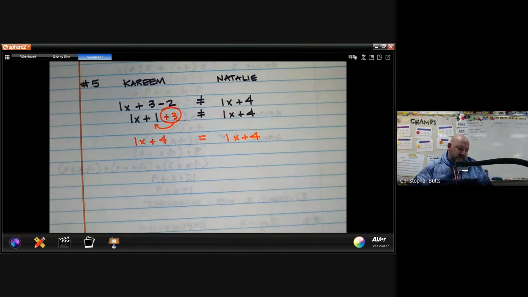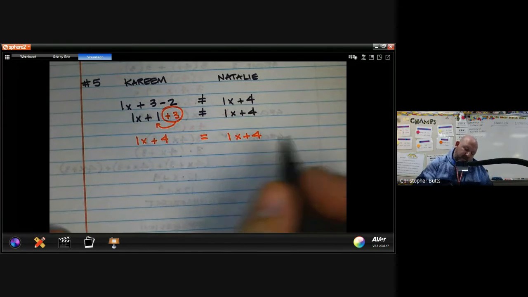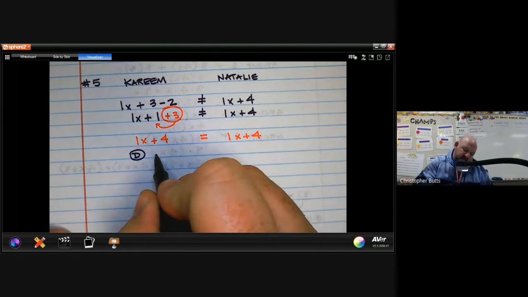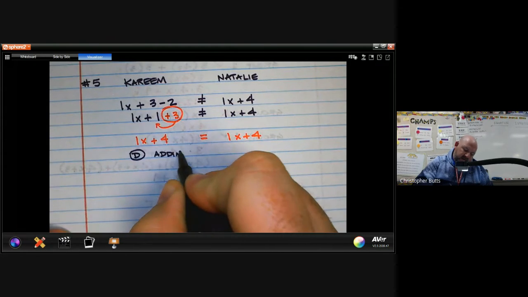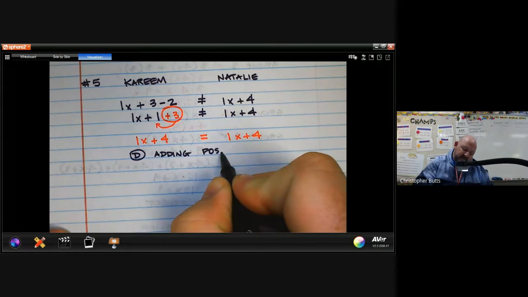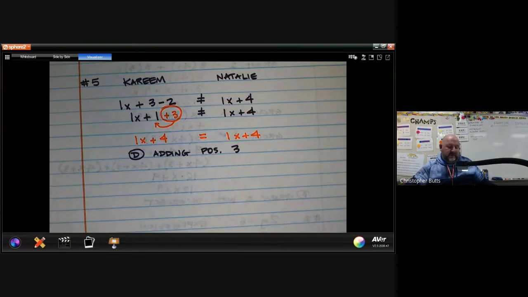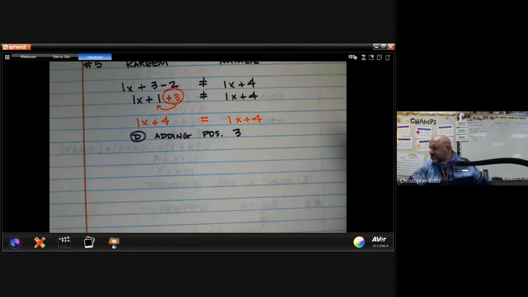Okay. In this problem, we were looking at answer choice D, and I'll just say adding positive 3. That's what made them equal. Okay. All right, last one, and then you're going to be trying some on your own.